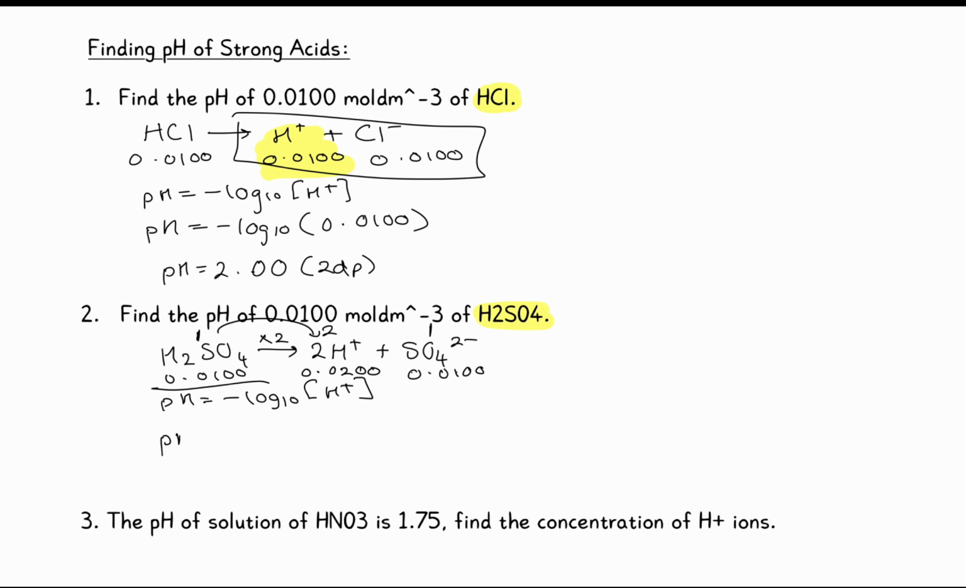But I don't need to worry about that too much because my pH is equal to minus log 10 of my hydrogen ions. So all I need to do now is put the 0.02 into my equation. Putting that into my calculator, it will give me 1.6989... And to round that off to 2 decimal places, that's 1.70.